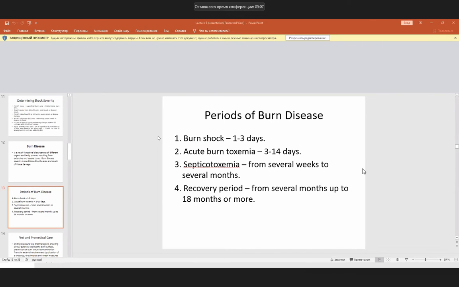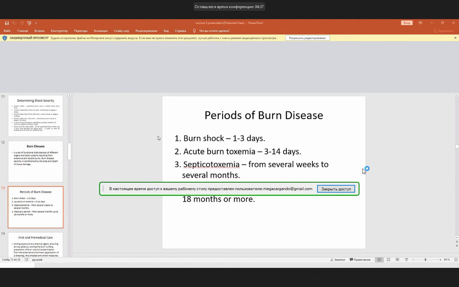Burn shock, 1 to 3 days. Acute burn toxemia, 3 to 14 days. Septicotoxemia, from several weeks to several months. Recovery period, from several months up to 18 months or more.